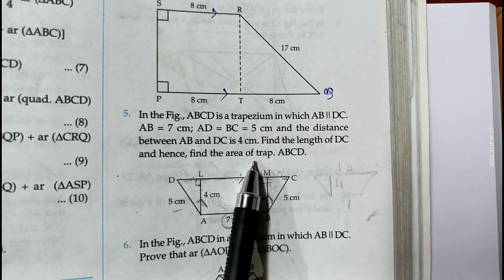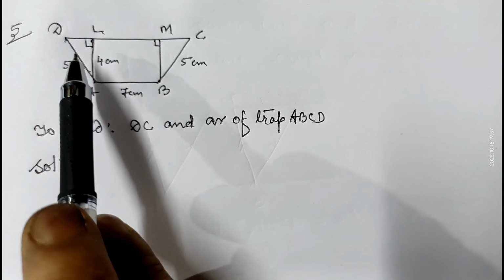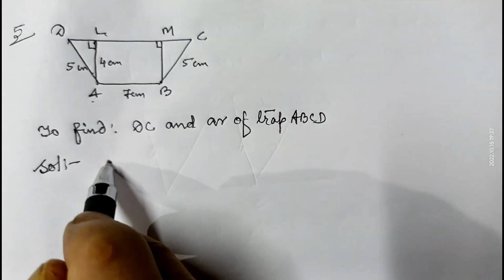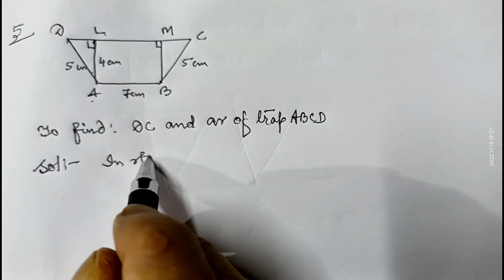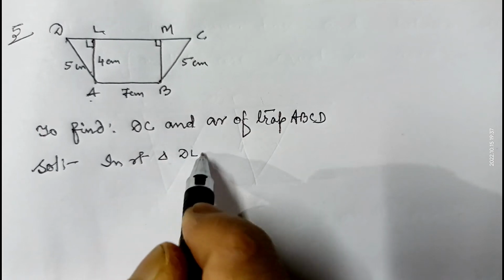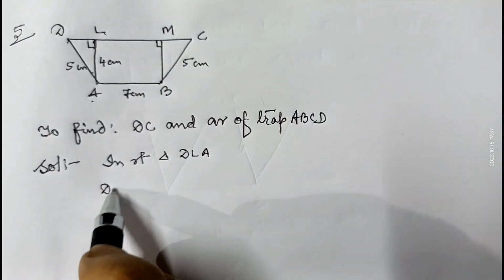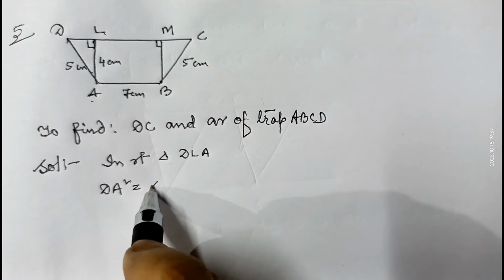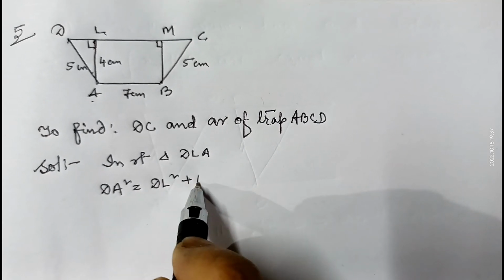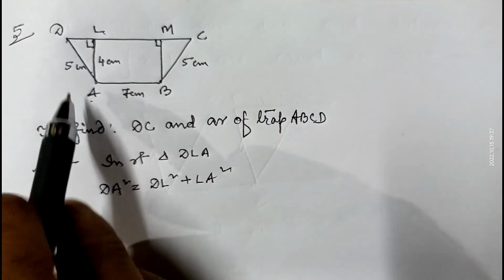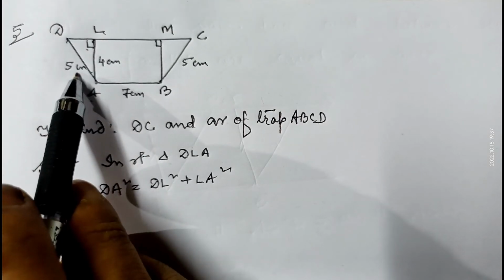Let me show how to do this sum. Using Pythagoras theorem, we can calculate DL. So we can write in right triangle DLA, DA square equals DL square plus LA square. In this triangle, this is 90 degrees, so this will be the hypotenuse.